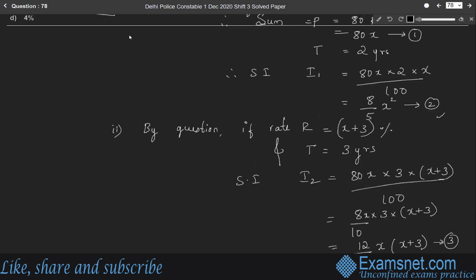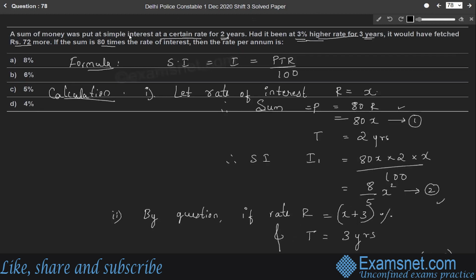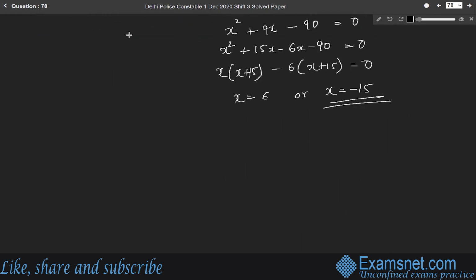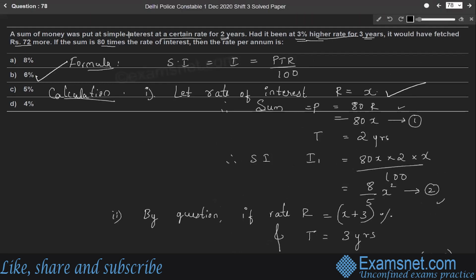What is x here? In the first part, the rate of interest be x. Since the rate cannot be negative, therefore the rate of interest R is equal to 6%. Therefore the answer is option B, 6%.